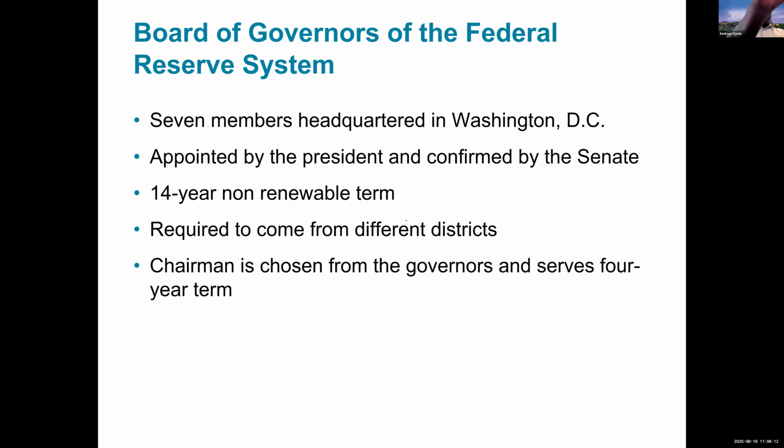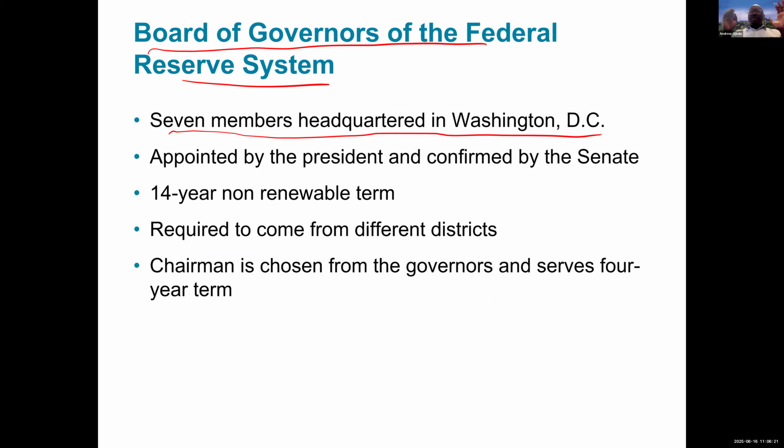So let's talk about the Board of Governors. So there are 7 Board of Governors who sit in Washington, D.C. The 7 Board of Governors are appointed by the President of the United States, and each of them is confirmed by the Senate. And each of them serves a 14-year non-renewable term. That was designed for a reason. We want, and by the way, not all 7 Board of Governors' time of appointment is the same. No.